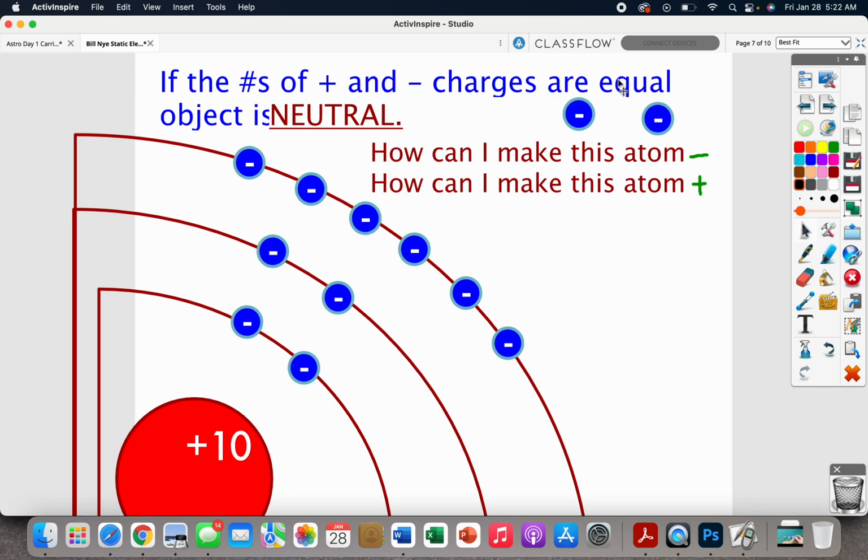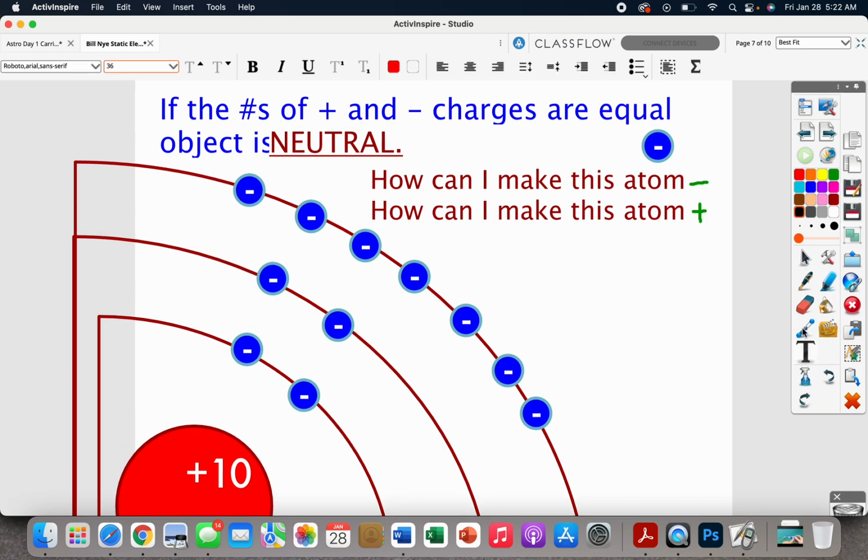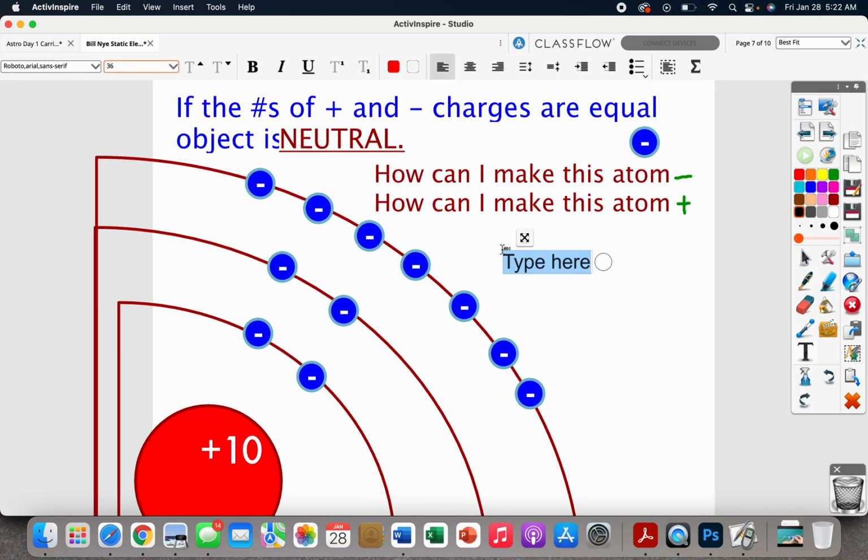How do we make this atom negative? Well, all I have to do is drag an electron over here, or 2, and now the overall atom is positive 10 minus 11 negatives, equals negative 1.